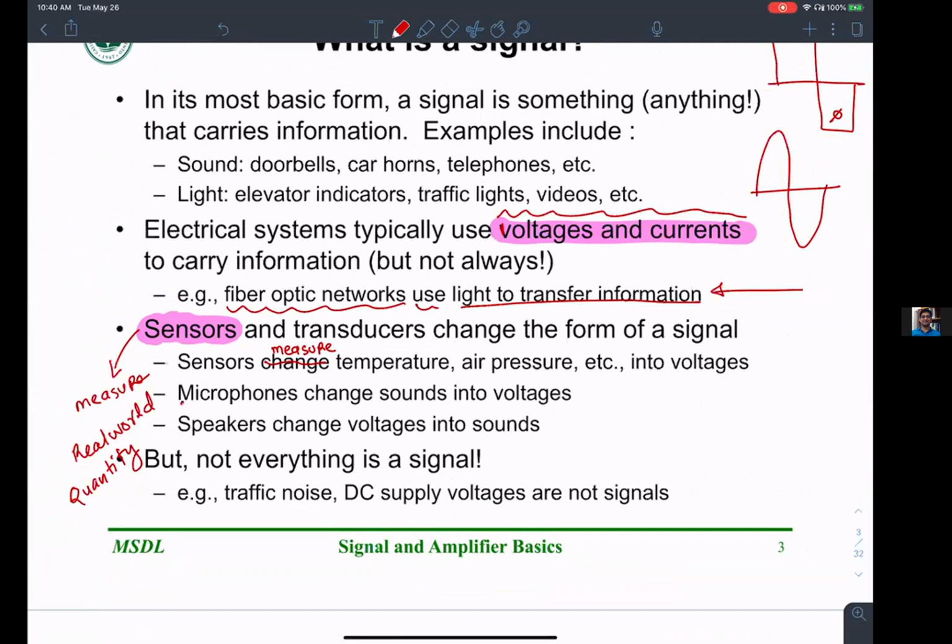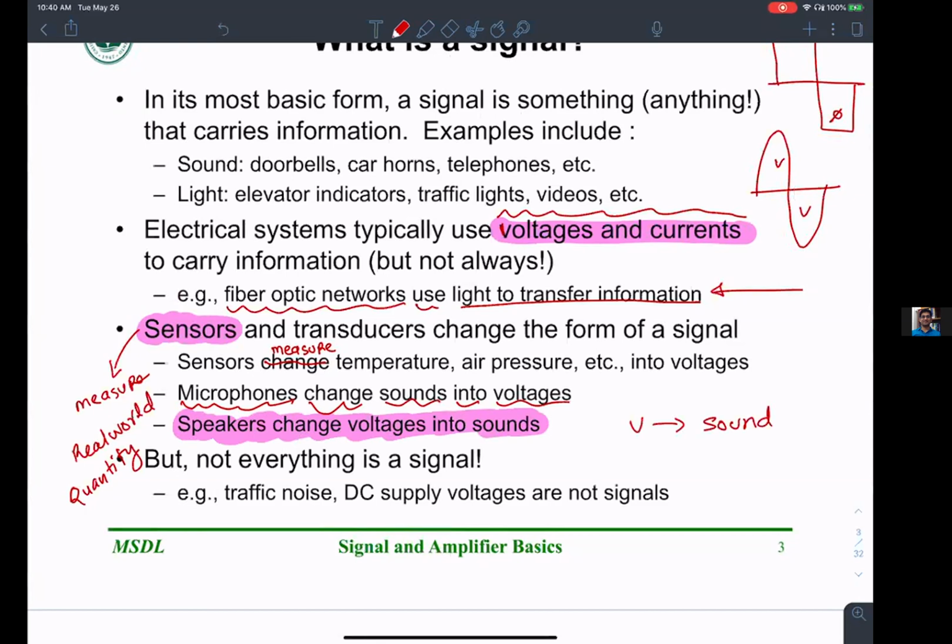Microphones, for example, change the sound waves into corresponding voltages. So there's a transducer right there, a sensor. Okay. Similarly, actuators are on the other side, converting from a voltage signal to a real world signal. There's an example: a speaker converts a voltage signal into a corresponding sound signal.